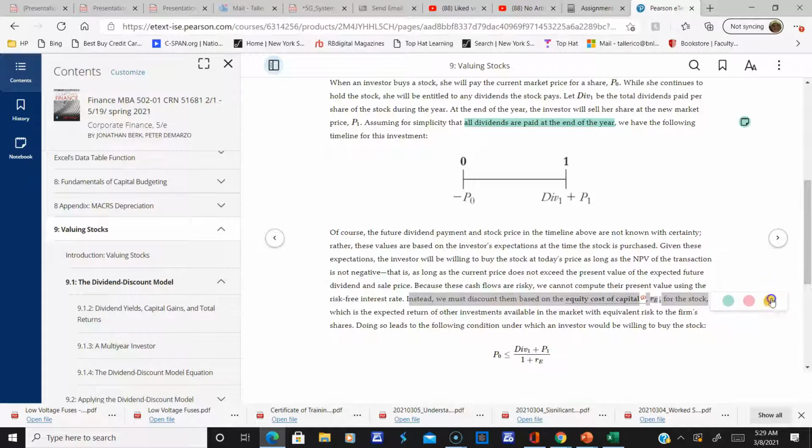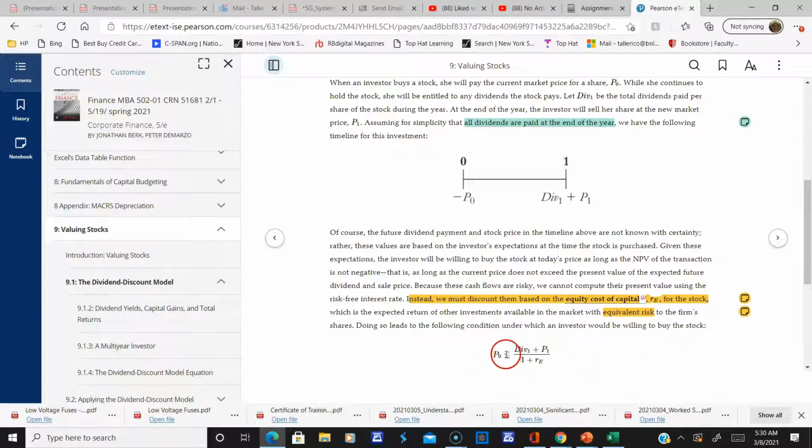So we have to use the equity cost of capital, which is the expected return of other investments available in the market with equivalent risk to the firm's shares. Doing so leads to the following, and again, it's this whole idea of equivalent risk. How does one define that? That's not an easy thing. I mean, how do you define that? It leads to the following conditions under which an investor would be willing to buy the stock.